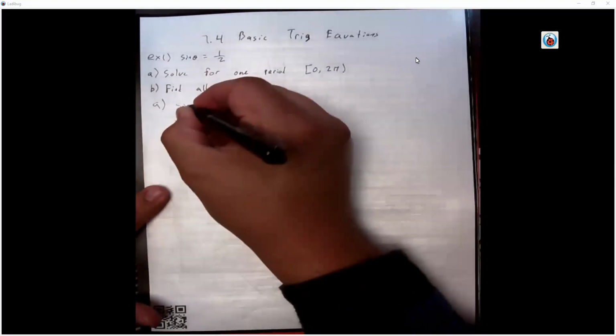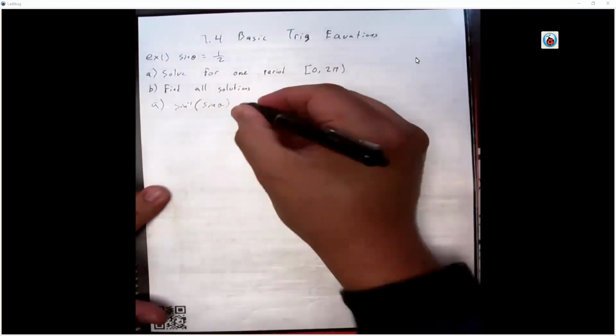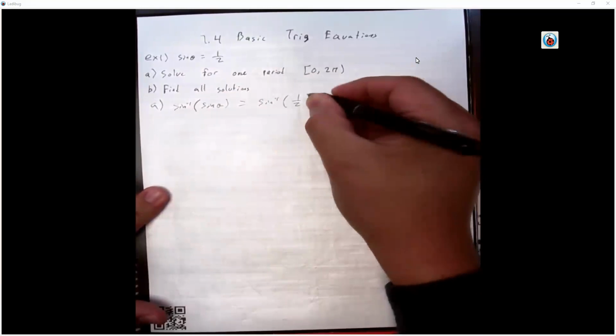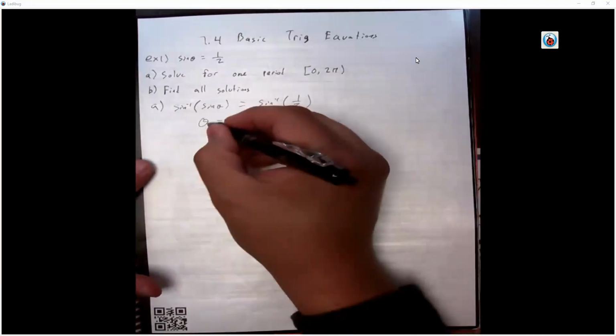So sine inverse of sine theta is equal to sine inverse of 1/2. So theta is equal to sine inverse of 1/2, which will give us, let's just do degrees to keep it simple, 30 degrees. Okay, so that'll be my first theta.